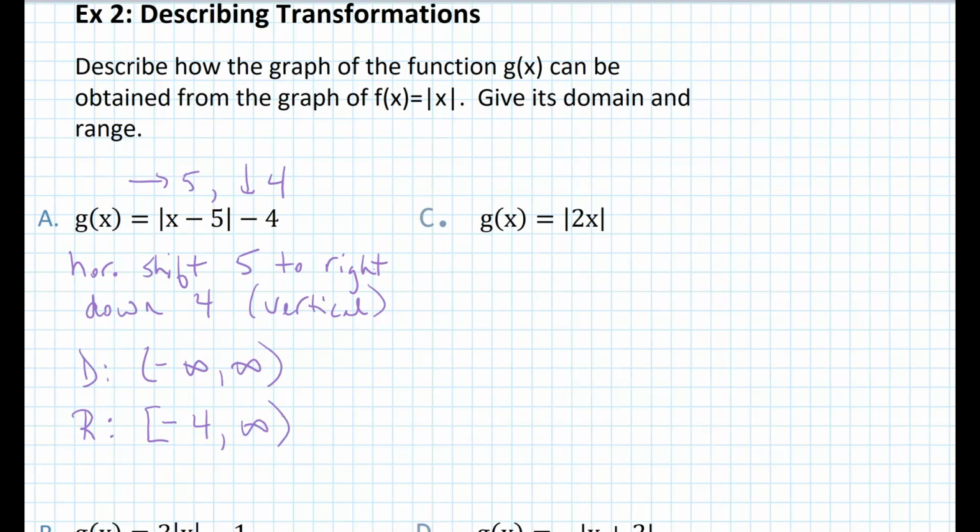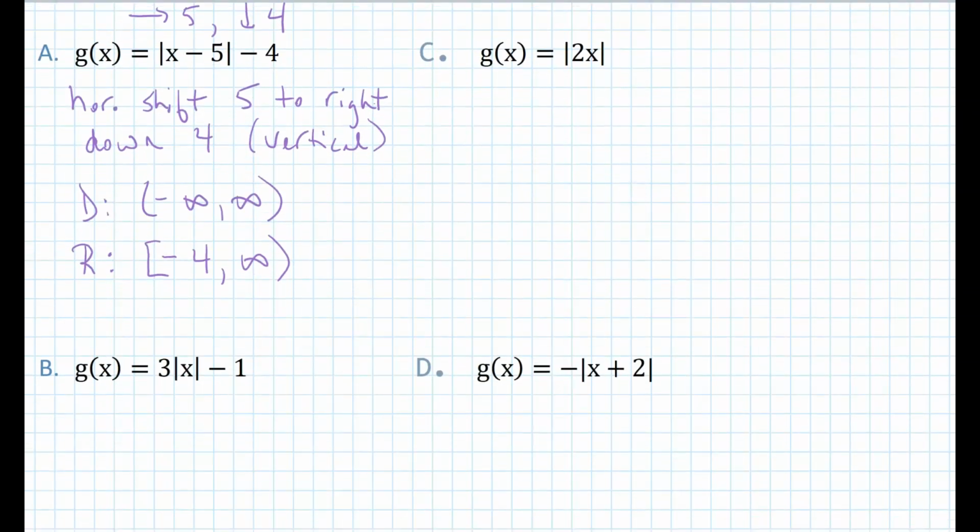How can you tell if it's included or not? Because the vertex is originally at 0, 0, and it's just shifting 5 and then down. It's still there. Okay. All right, let's talk about b.